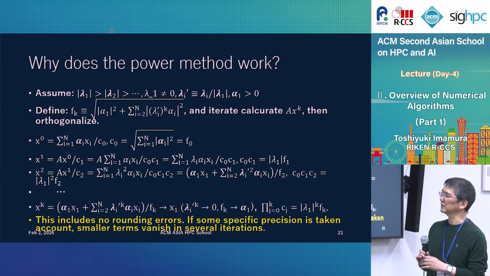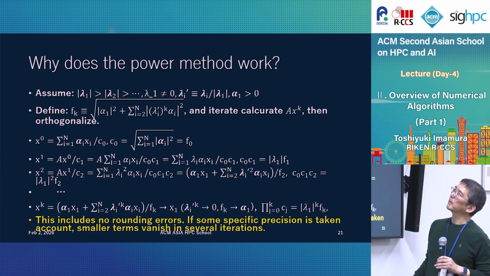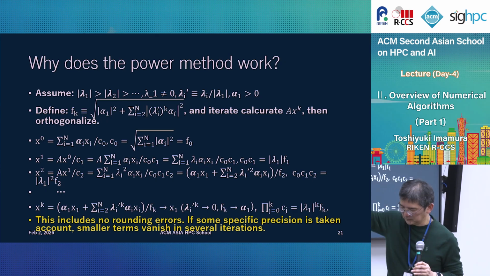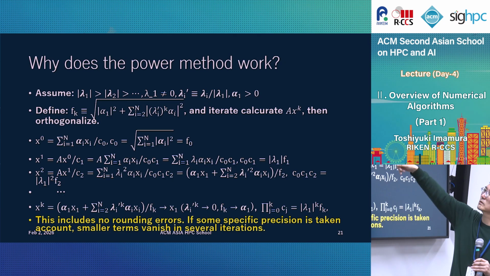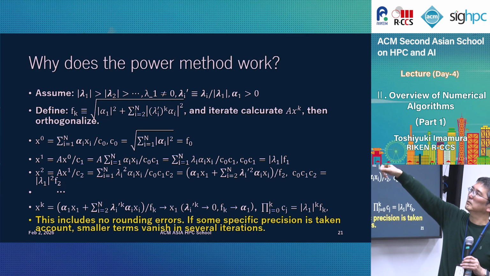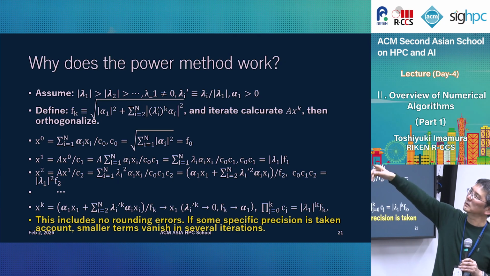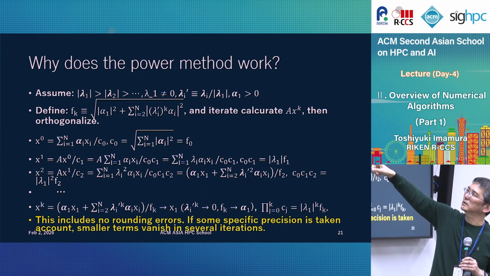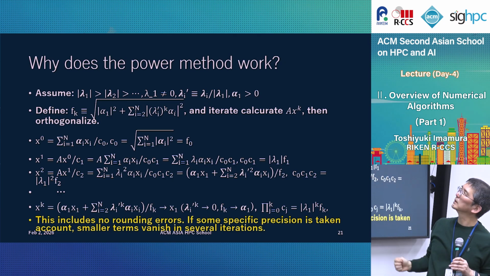We eventually get the largest eigenvalue. So first, we assume the following. We consider the absolute values of the eigenvalues. They are distinct and separately existing, and lambda 1 is the largest. I mean, sorted in descending order.